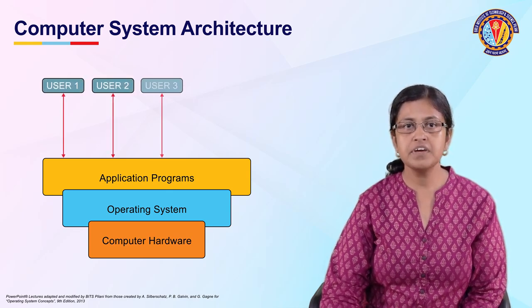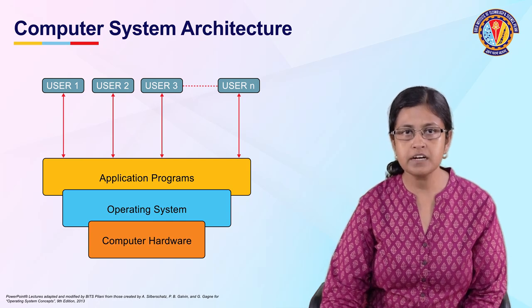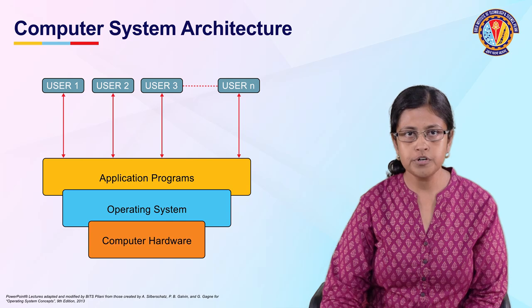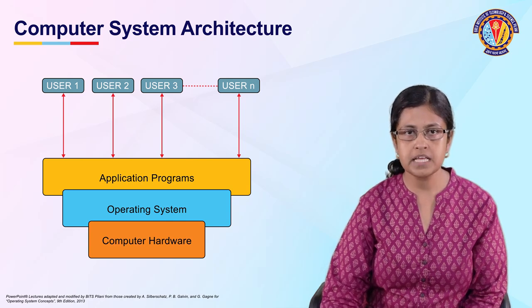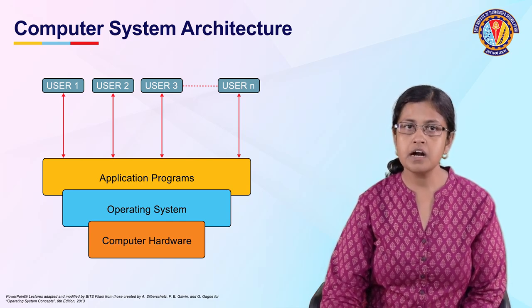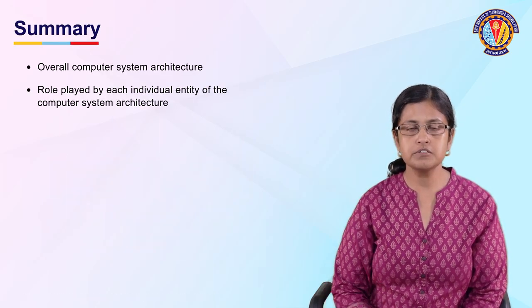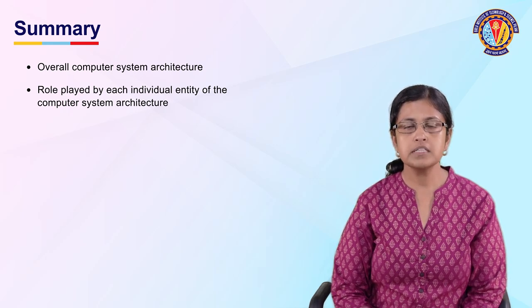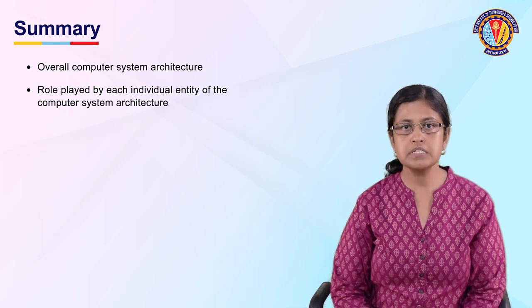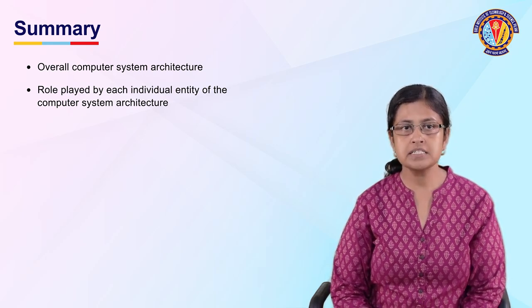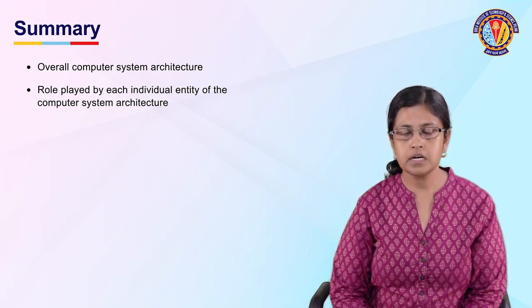And finally, we have the users who interact with the different application programs, and whatever output or information is generated by these application programs is made available to the user, who in turn consumes it. So in summary, in this video, we learned about the different elements or equipment associated with the computer system, and how they interact with one another, which provides us with a proper computing environment.